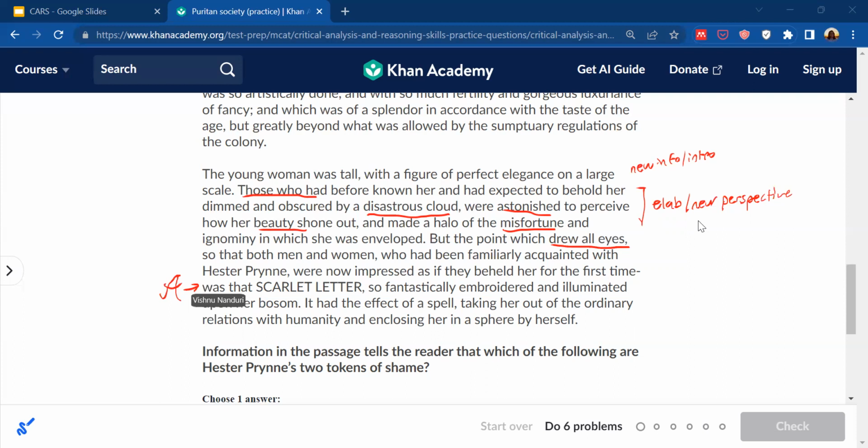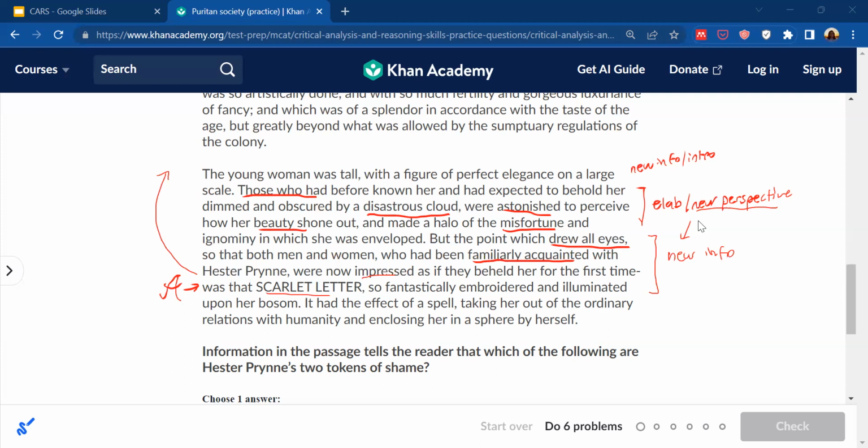So even though people knew her, they were familiarly acquainted, what really impressed them was this scarlet letter, this letter A that was so beautifully embroidered on her dress. So kind of like new info, because now we understand, okay, they're showing this perspective of the people around her, and what they're actually really surprised about is the scarlet letter. It still does build on things we talked about previously, because it shows that, hey, this is the letter A that we read about previously, and now we're thinking about it in the context of the people in her town.